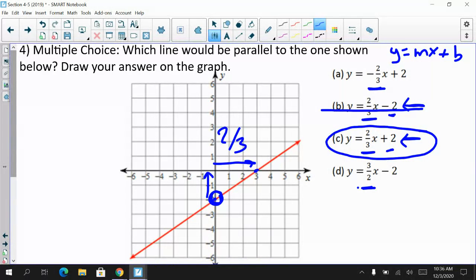ACTs are tricky tests. So let's erase this and let's go ahead and graph this line. So my starting point is 2 on the y-axis, the y-intercept. I go up 2, right 3. And then I can graph that line just like that. And you can see those lines are going to be parallel. They will never cross. They will never intersect.